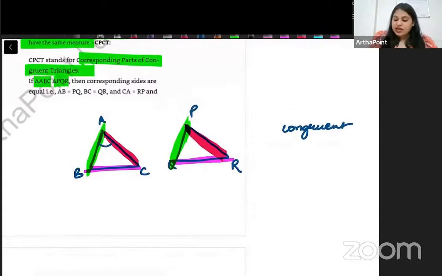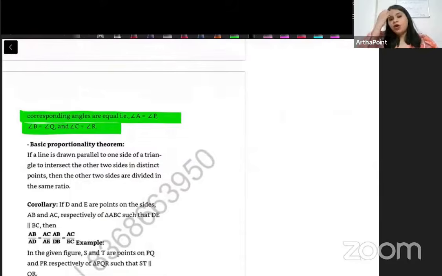And the corresponding angles should also be equal. So angle A should be equal to angle P. Angle B should be equal to angle Q. And angle C should be equal to angle R. This is the property of congruent triangles. Remember this. This is the property of congruent triangles.